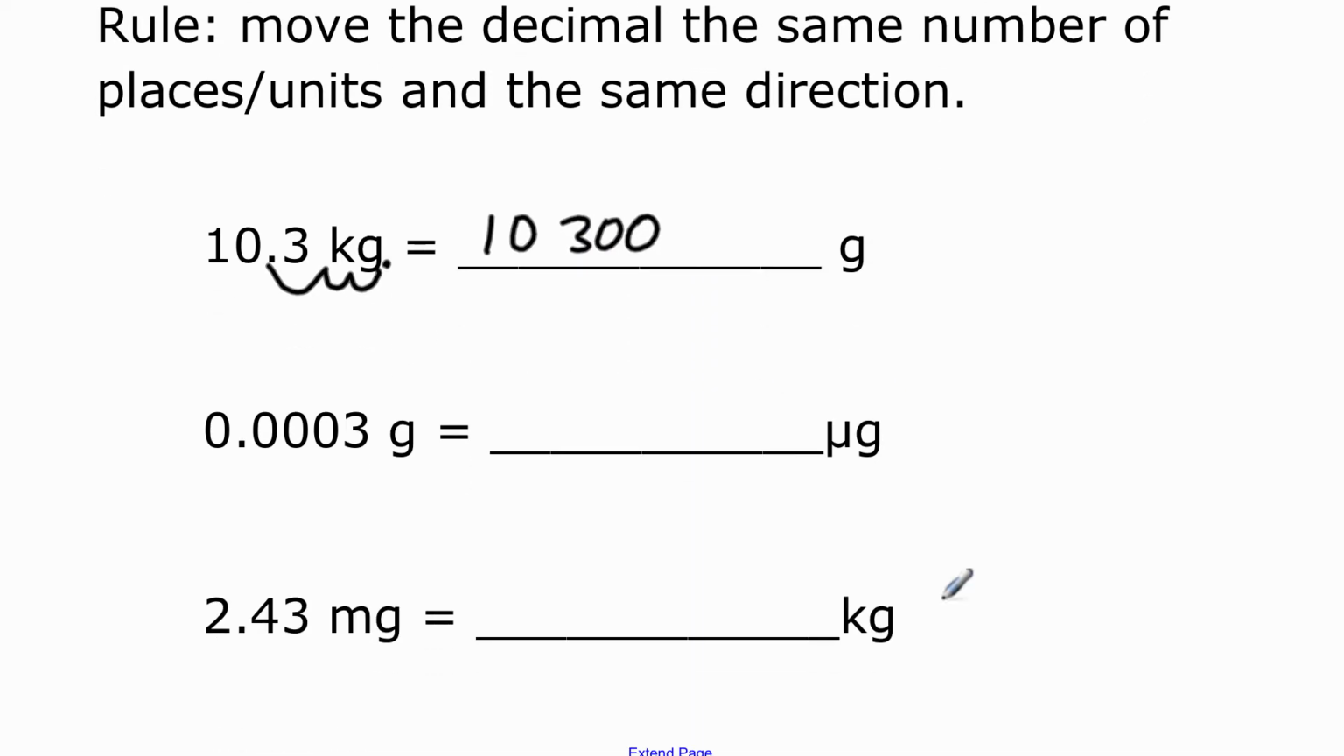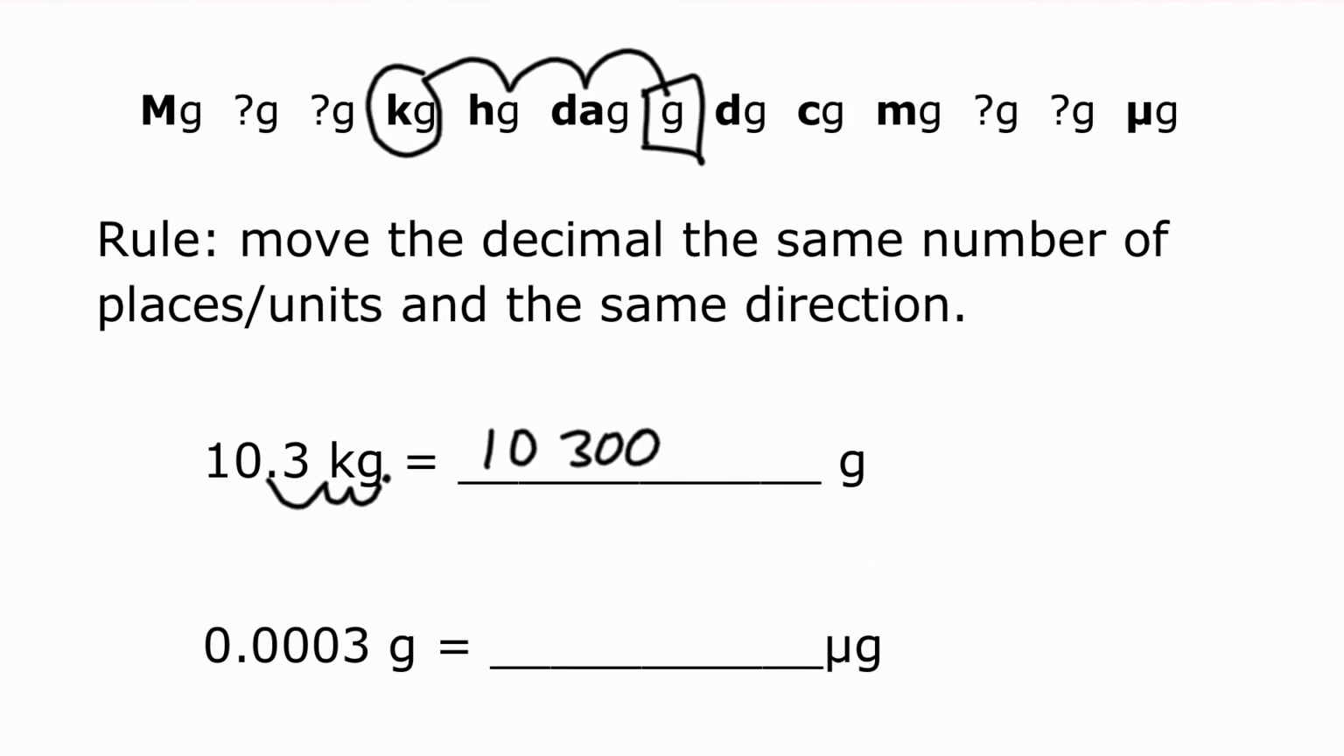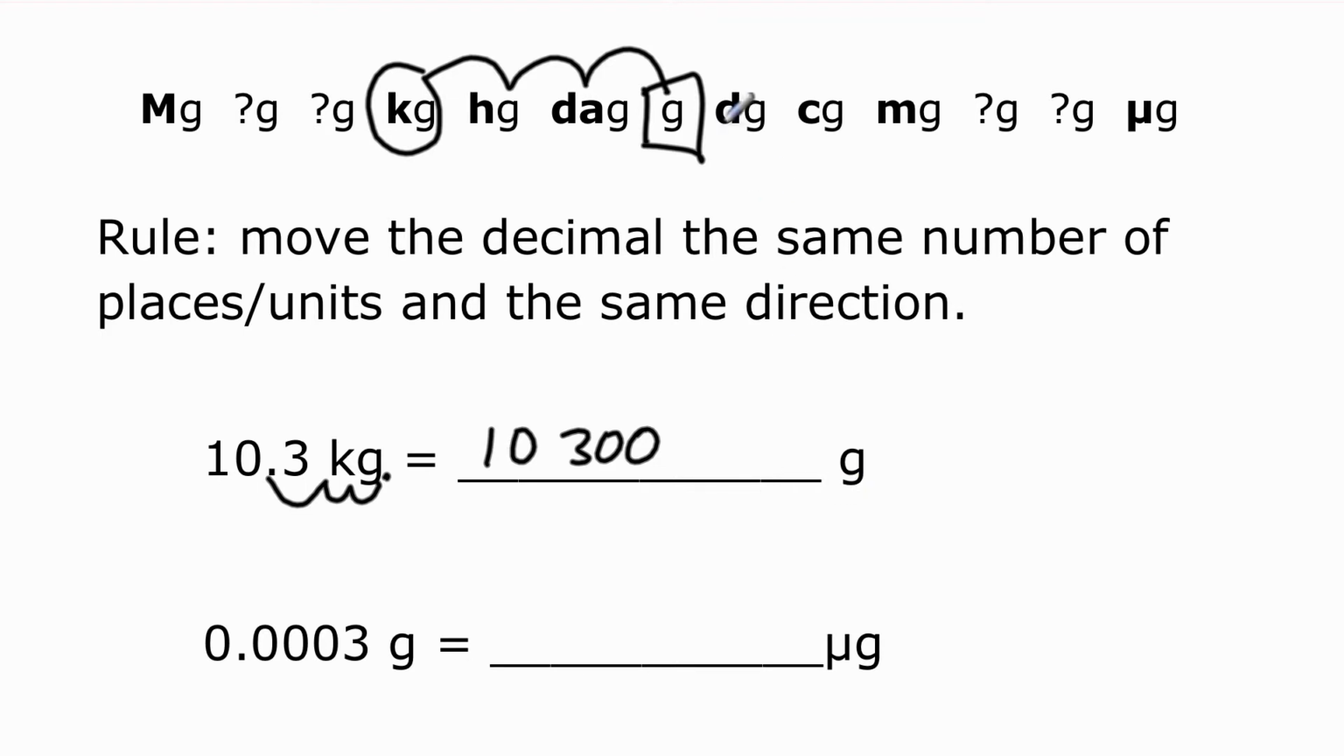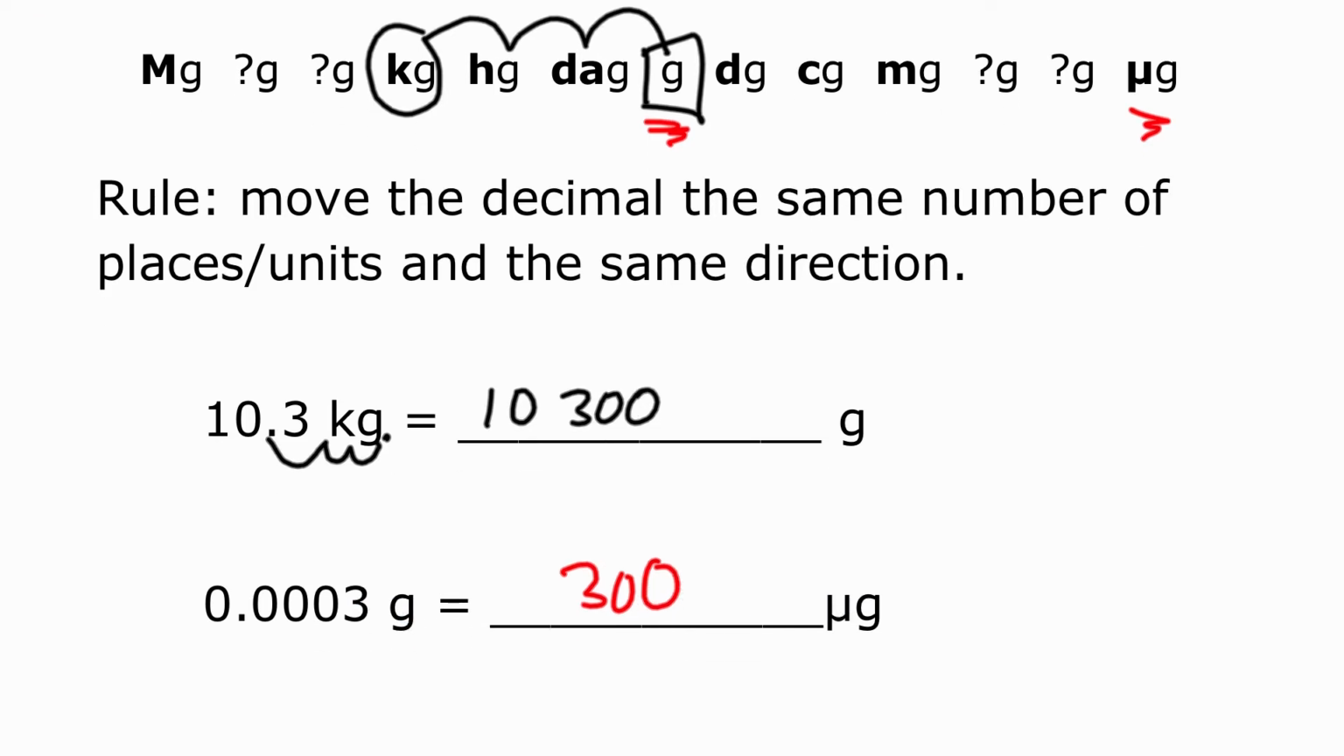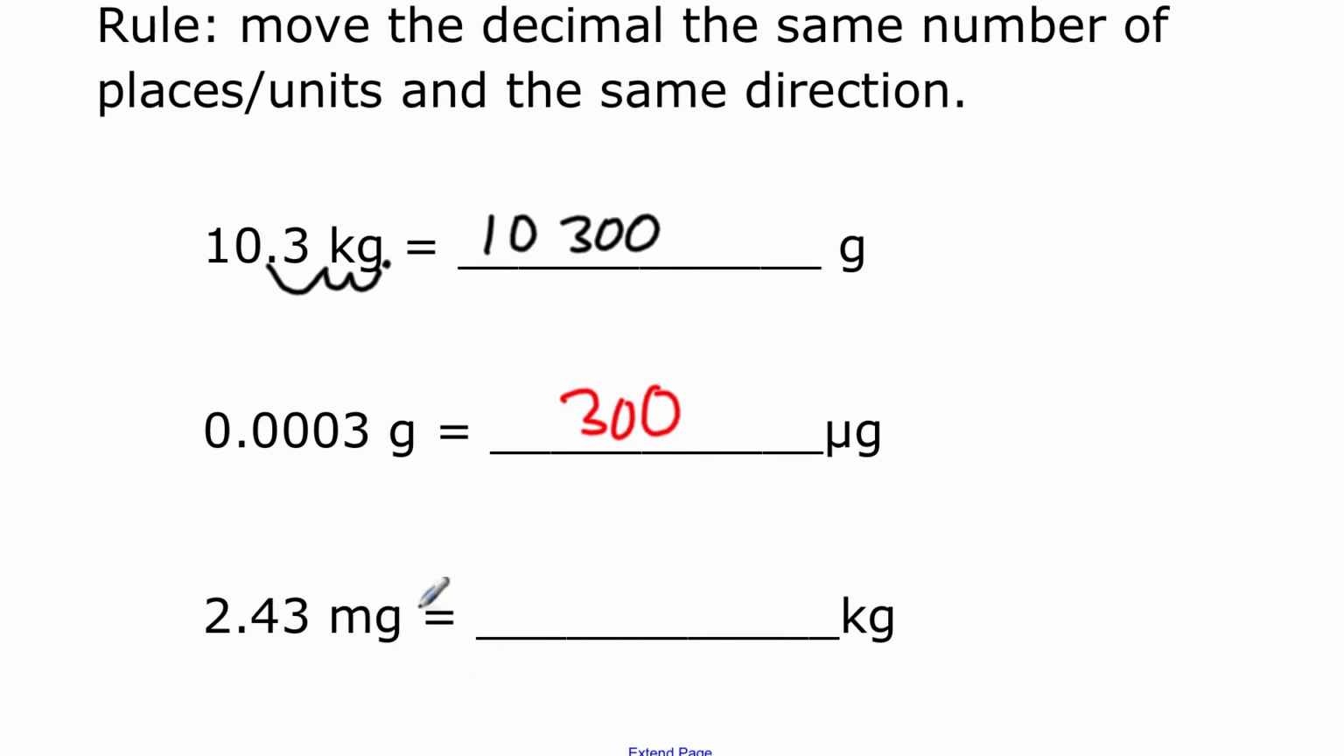Let's try another one. So I have from grams to micrograms. Oh, I need my chart up top there. So grams to micrograms. So I'm at grams. Let's use a different color. So I'm starting here, and I got to get down to there. So that's 1, 2, 3, 4, 5, 6. So I need to move my decimal 6 places. So 1, 2, 3, 4, and 2 more. 1, 2. So my answer would be 300 micrograms. So 0.0003 grams is the same thing as 300 micrograms.